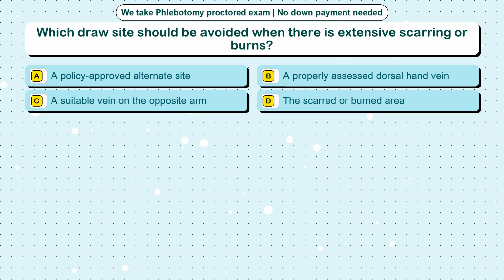Question 69. Which draw site should be avoided when there is extensive scarring or burns? Option A. A policy-approved alternate site. Option B. A properly assessed dorsal hand vein. Option C. A suitable vein on the opposite arm. Option D. The scarred or burned area.